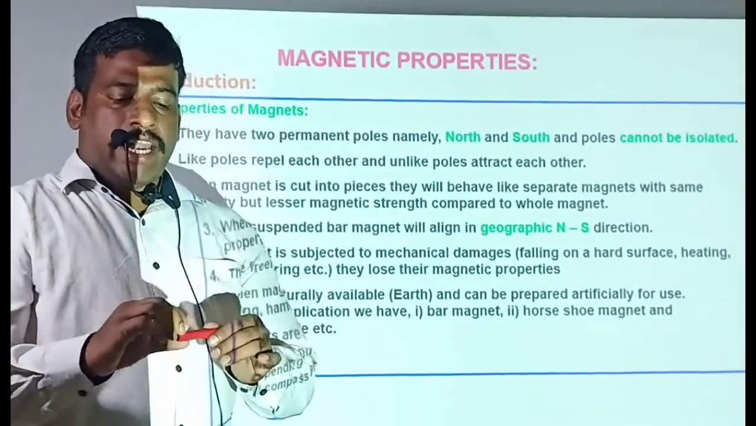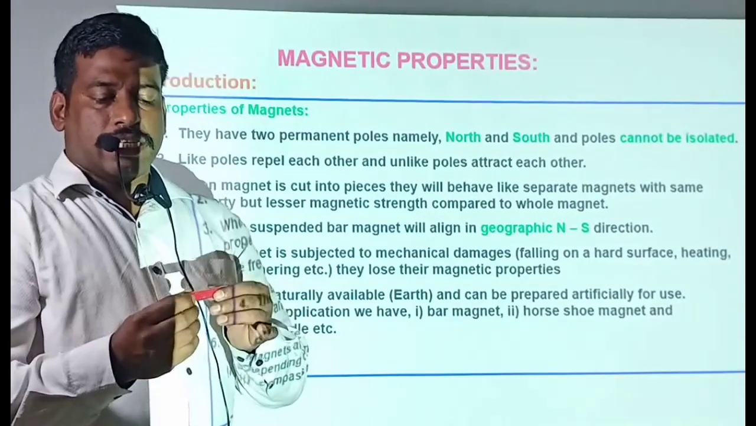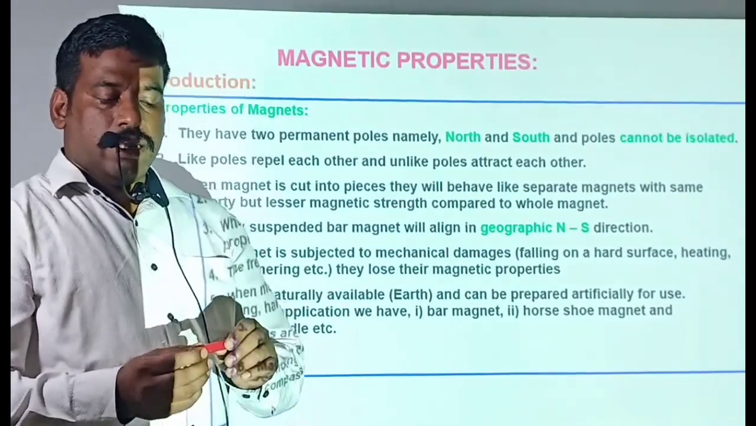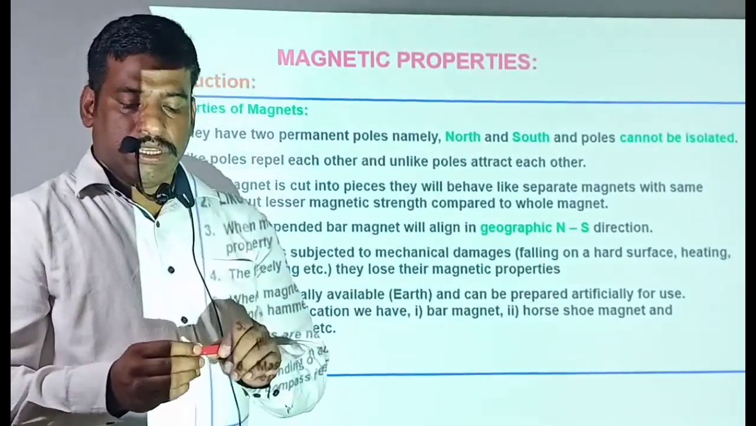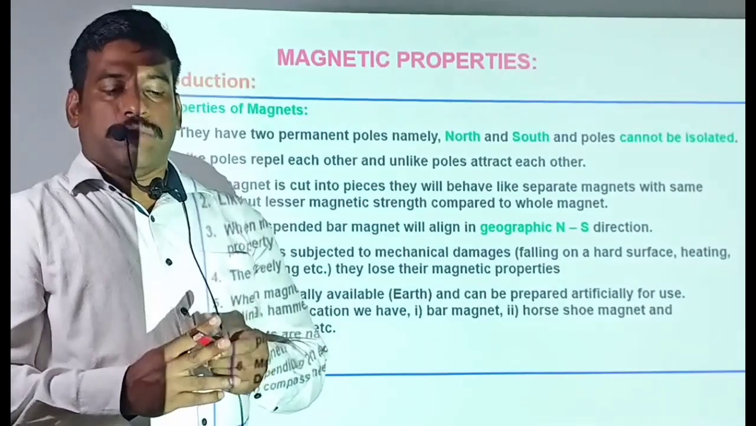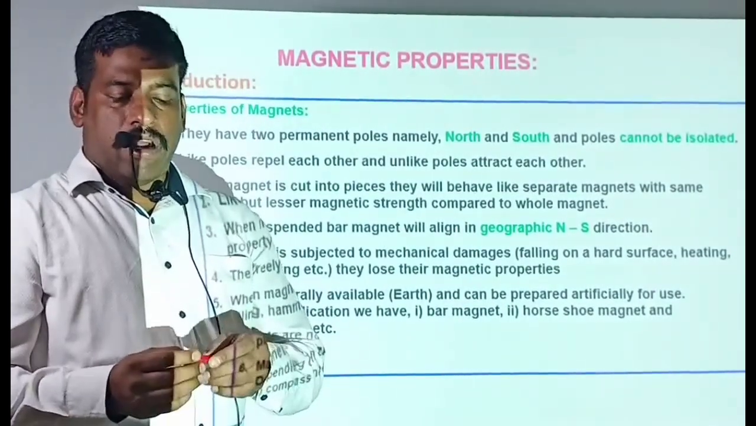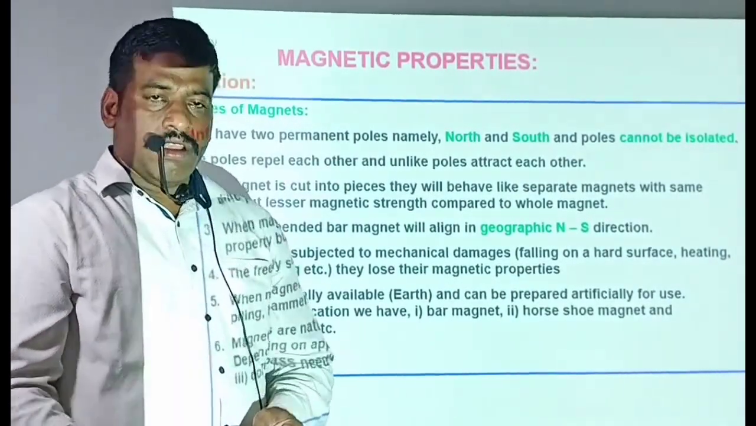So if I cut this magnet into pieces, then each piece will have its own characteristics. They behave like two separate magnets, but the magnetic strength will be reduced. If I cut it into exactly two halves, then the magnetic strength will become half of that of the initial.